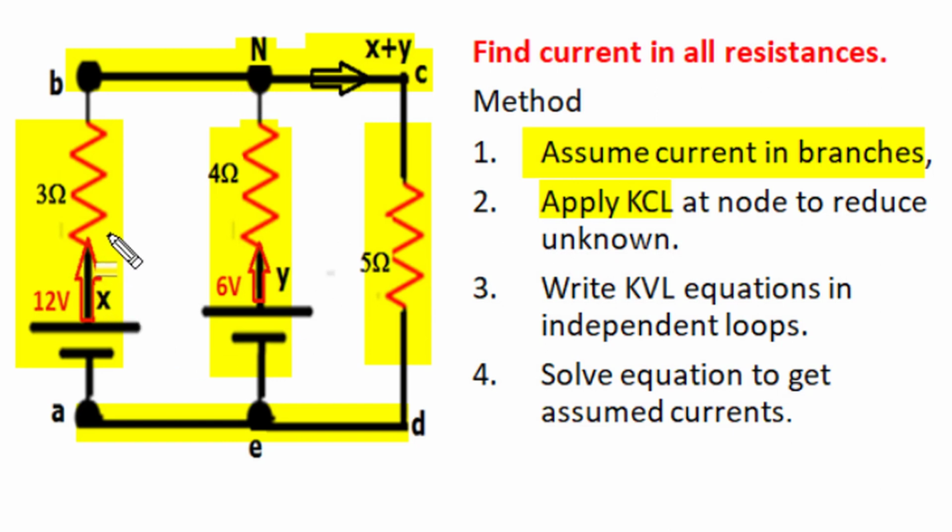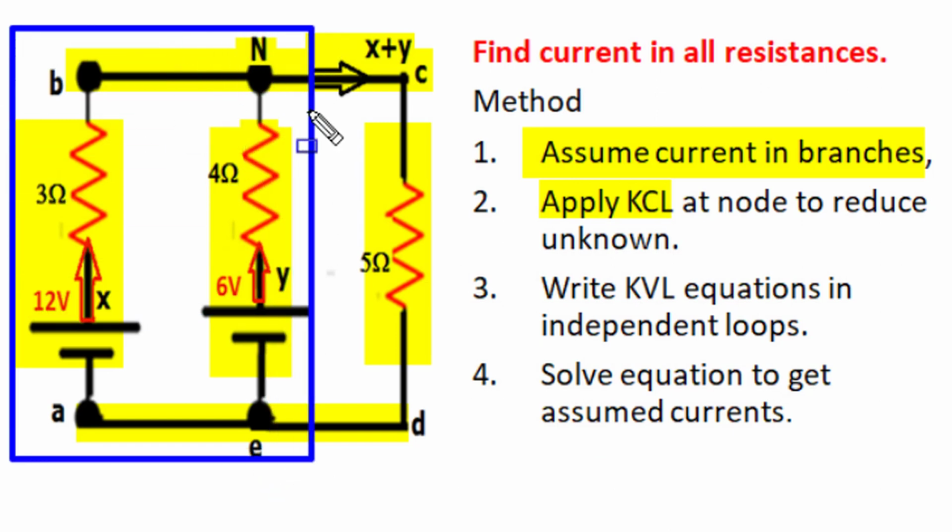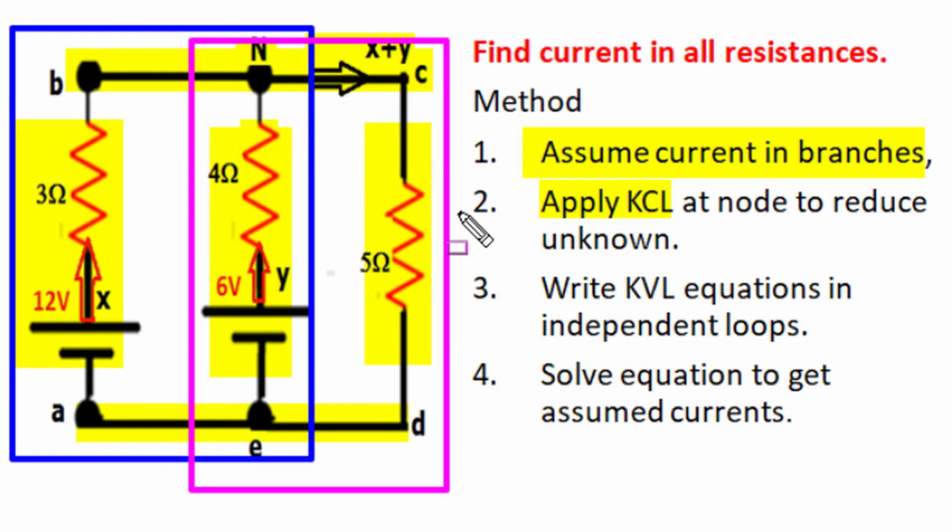Now for determination of the values of the unknown currents, we have to write 2 equations, and those 2 equations come from Kirchhoff voltage law, which will be applied in 2 independent loops. One is shown in the blue frame, and the other independent loop is shown in the magenta frame. In these 2 loops, when we write the Kirchhoff voltage law equations and solve them, we will get the assumed currents of these branches. Let's write the Kirchhoff voltage law equations.